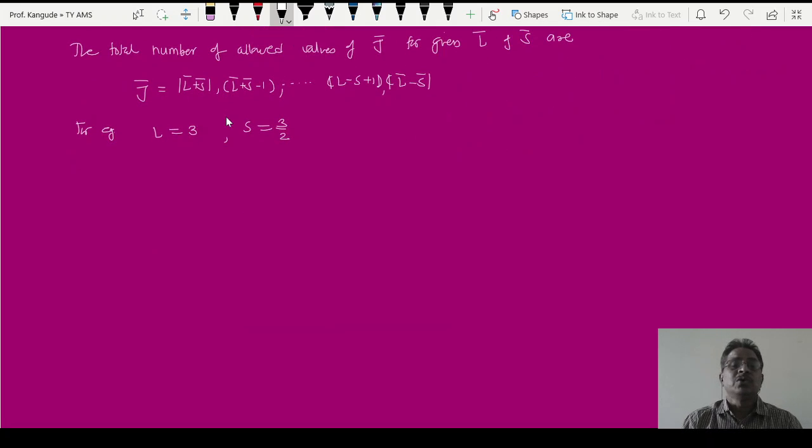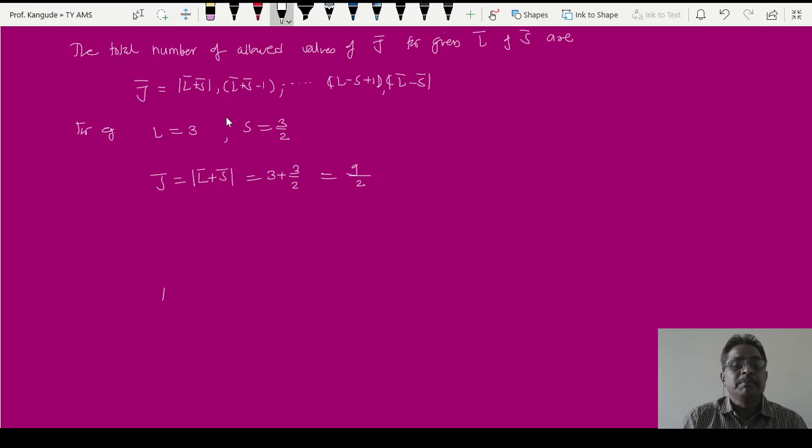Capital L is equal to 3 and capital S is equal to 3 by 2. Okay, then J bar will be equal to the modulus of L bar plus S bar, so it will be 3 plus 3 by 2. I can take 2 here, so it will be 2 into 3, 6, 6 plus 3 is 9, so the maximum value is 9 by 2.